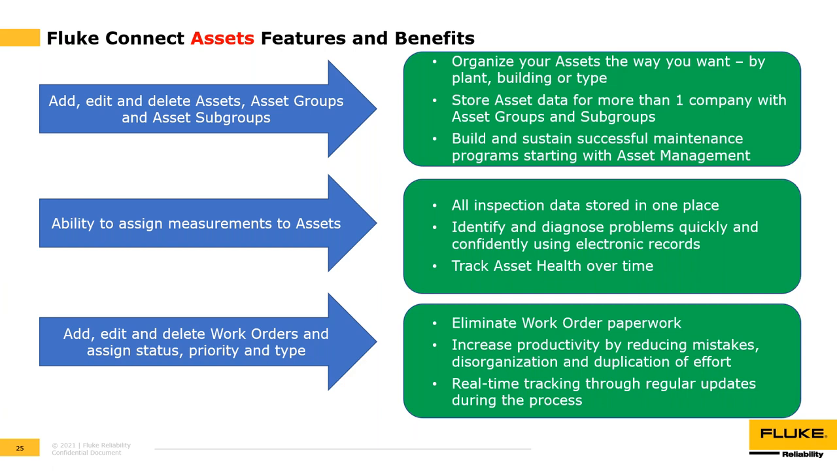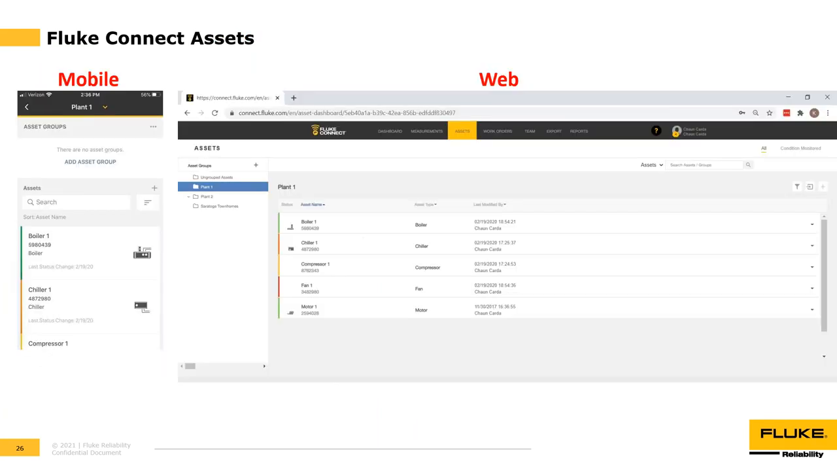I've got customers who use our Fluke Connect asset tier software exclusively for the ability to manage their work orders. They don't care about all the other stuff that we have available. They just want to be able to create and assign work orders to technicians and then mark those work orders off as complete and use that information to charge some of their clients. So here are some screenshots of what the assets would look like in the mobile and the web app.